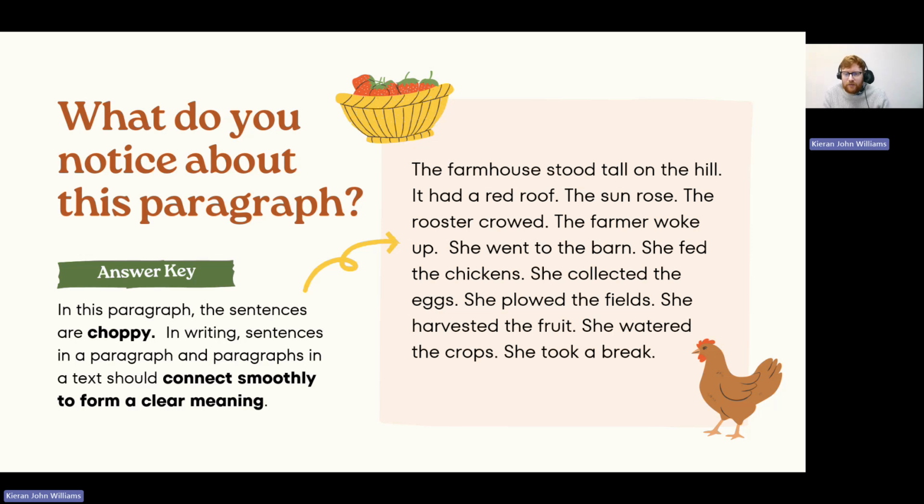So, in writing, sentences inside a paragraph should work together to create a meaning, not compete for attention. They need to lead into each other, support each other, and guide the reader naturally from one idea to the next. Without those connections, writing actually becomes difficult to follow, even if the ideas themselves are perfectly easy to understand.